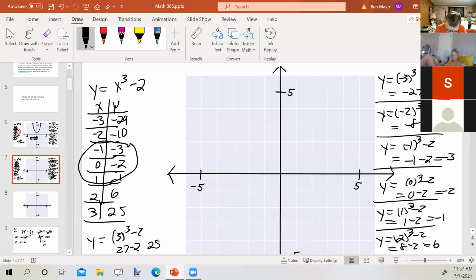-1, -3 is there, 0, -2 is there, and 1, -1 is there. Okay, now let's see, -2, -10 is like way down here. It's kind of hard, based on just the small amount, to see what this graph looks like. But I just want to do it on this grid, not go to the other screen. So it kind of looks like that.